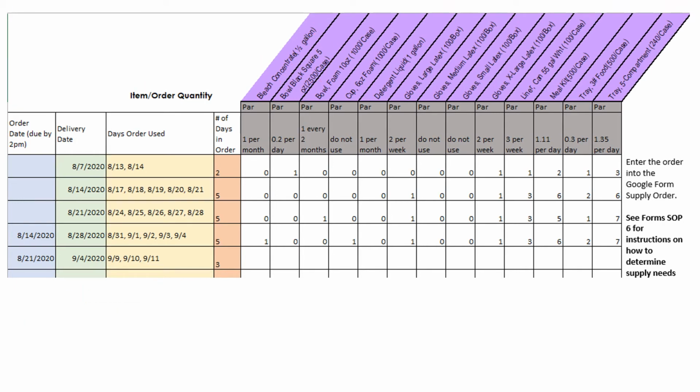Keep working your way down the supply order columns, using your PAR level and the menu to help you determine what is needed. Once you have completed all the columns, we will use this tool to help us complete the supply order Google form.